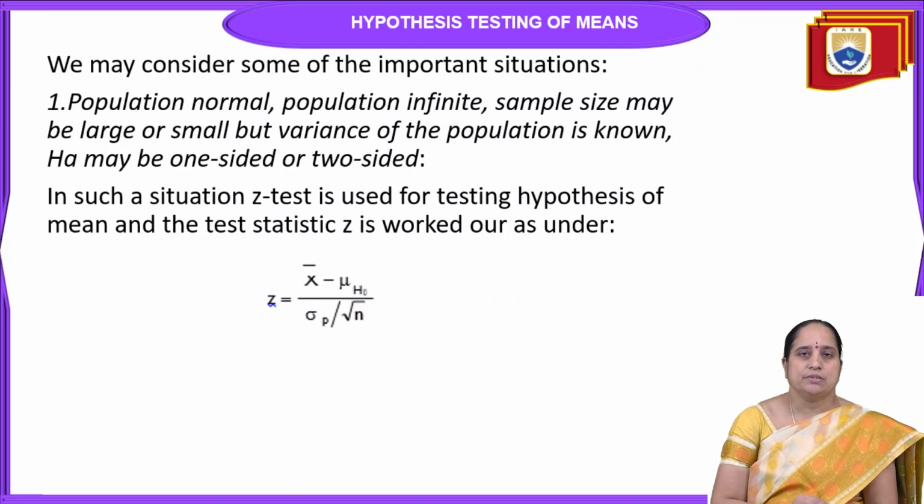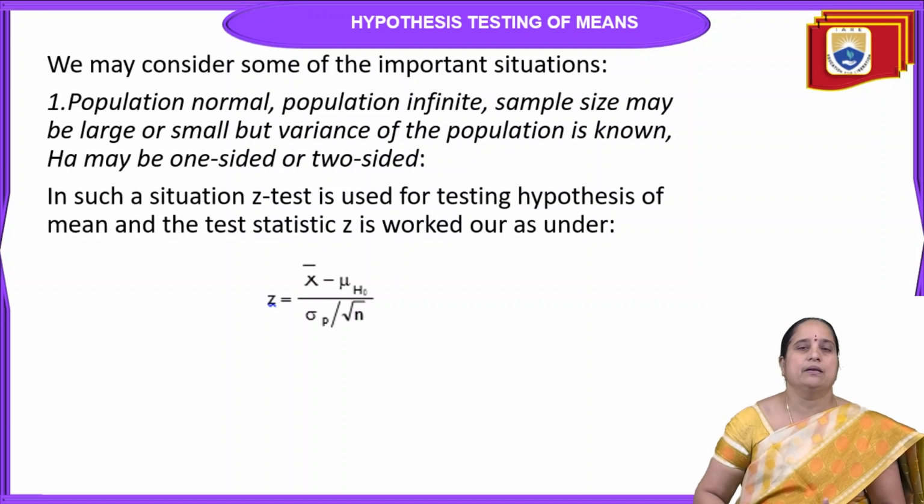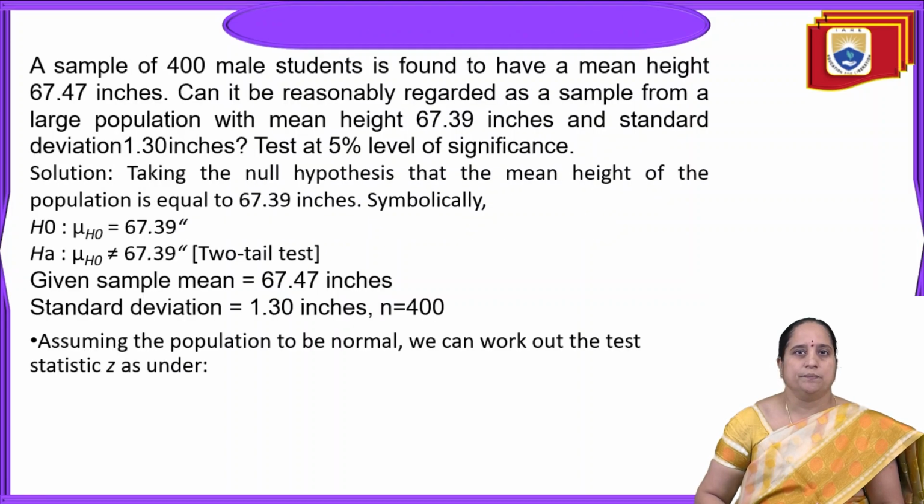The first situation is that the population is normal, the population is infinite, the sample size may be large or small, but the variance of the population is known. Here the alternative hypothesis may be one-sided or two-sided. In such a situation, Z-test is used for testing the hypothesis of mean, and the test statistic Z is worked out as under: Z equals sample mean minus hypothesized population mean, divided by standard deviation of population divided by root over n. Using this formula, we can find out the test statistic Z.